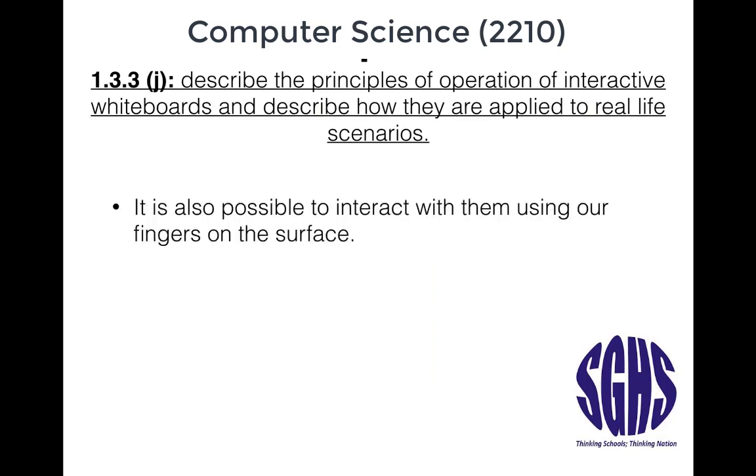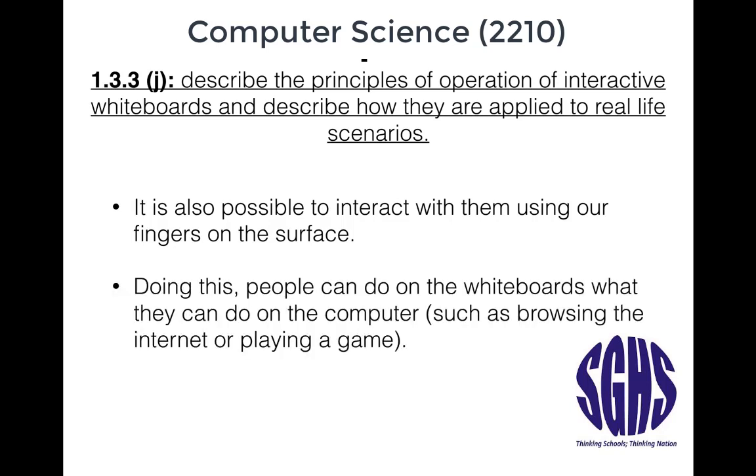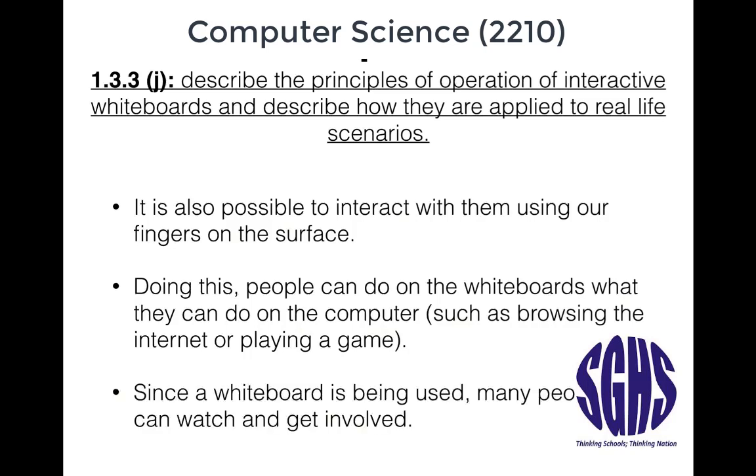It's also possible to interact with the interactive whiteboards using our fingers on the surface. And doing this, people can do on the whiteboards what they can do on the computer, such as browsing the internet or playing a game. And since a whiteboard is being used and it's quite big, many people can watch and get involved. And yeah, it's another advantage of them.